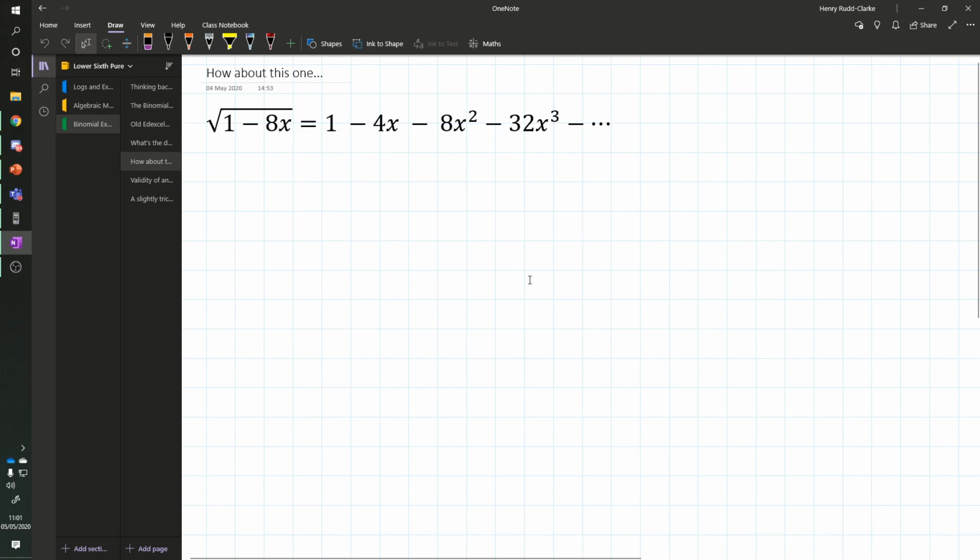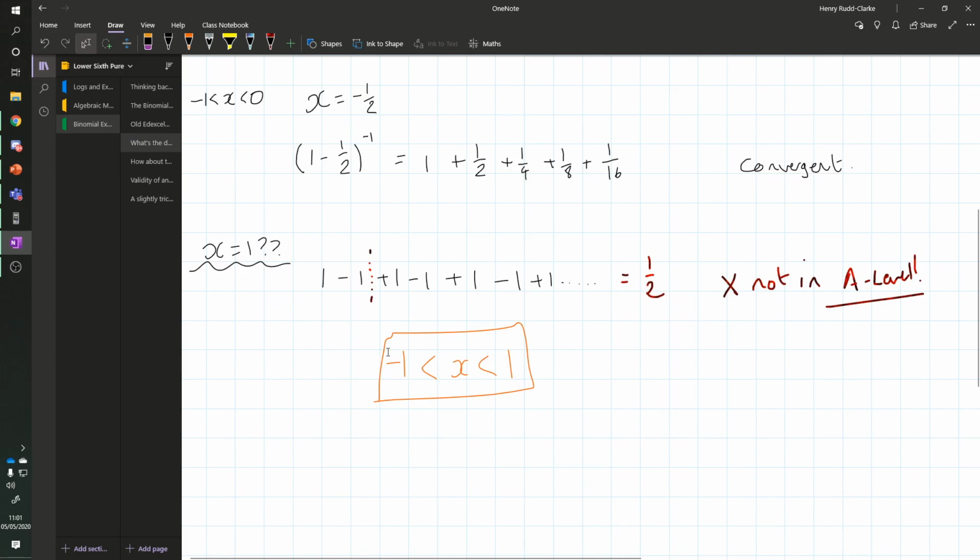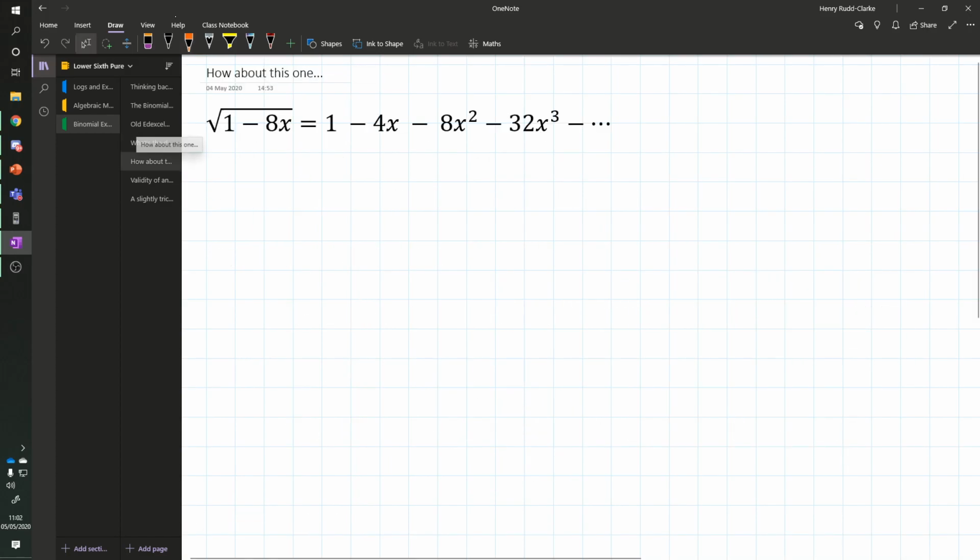Similar thing. What about this one? This is the other one we did. In this case, we say that this whole thing, -8x, has to be between -1 and 1. And this is where the modulus sign becomes quite useful, because instead of saying x has to be bigger than -1 or less than 1, we just say modulus x is less than 1, or the magnitude of x is less than 1, which is a better way of saying that.